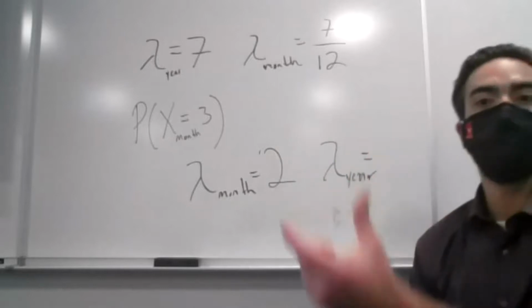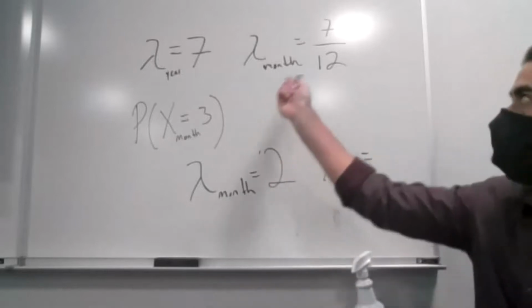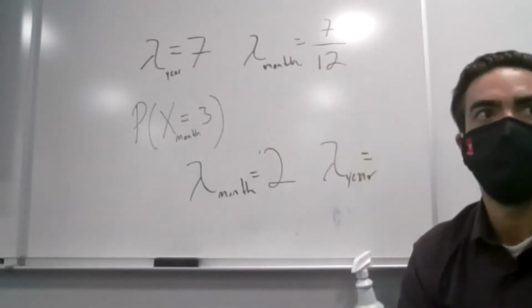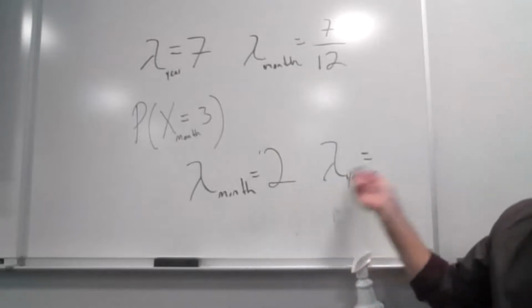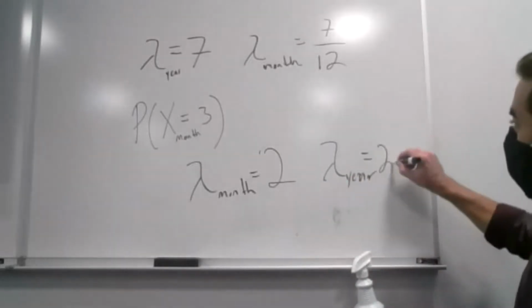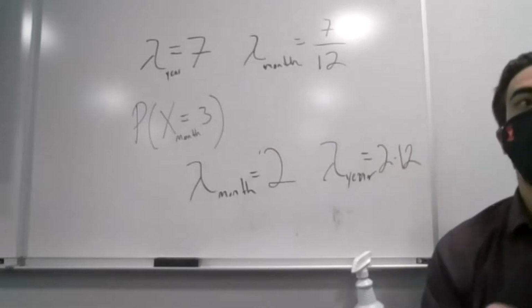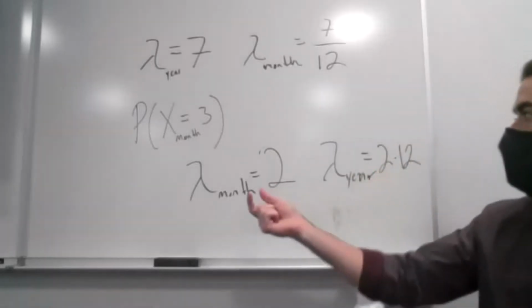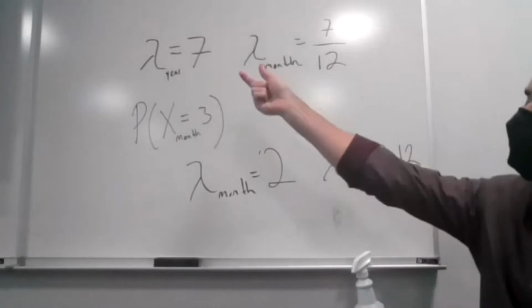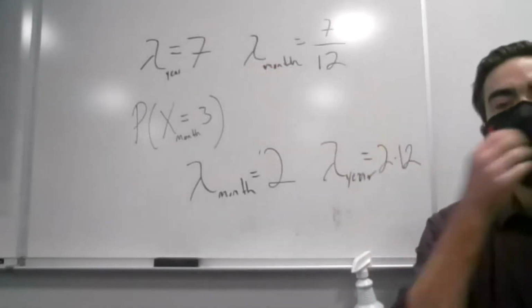If I'm going to a larger time interval, I don't divide by my unit of conversion. I would then multiply by 12, right? So just 2 times 12. So if I'm going to a larger time interval, I multiply by that conversion factor. If I'm going to a smaller time interval, I would divide.